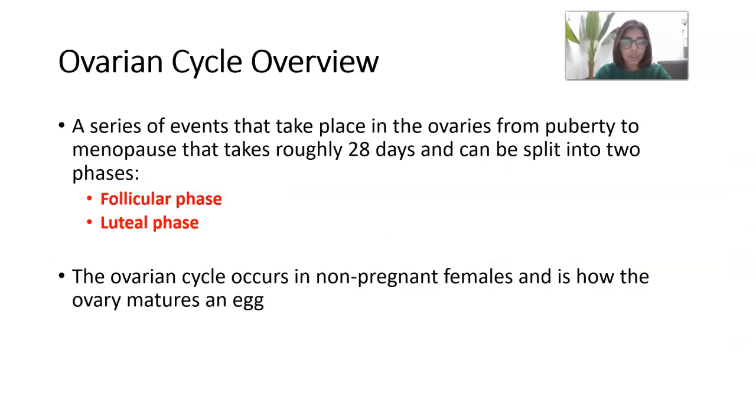So, to give us an overview before we start looking at the detail, the ovarian cycle is a cycle that occurs when you start puberty and will continue right through until menopause. The cycle, as we said, takes about 28 days on average and can be split into 2 phases. The first phase is known as the follicular phase, and the second phase is the luteal phase. Now, the ovarian cycle will only occur in non-pregnant females, which we will discuss and explain later. So the point of the ovarian cycle is to produce mature eggs.